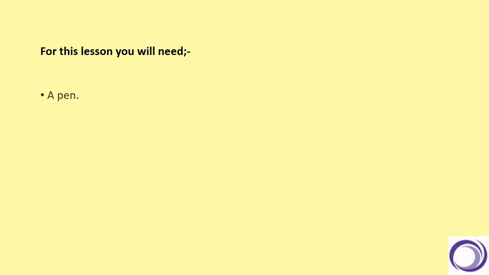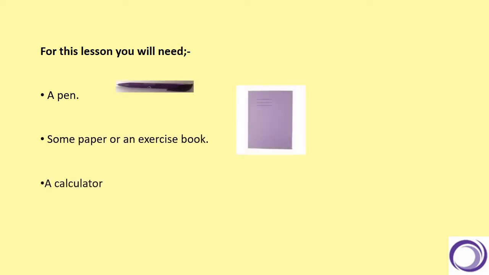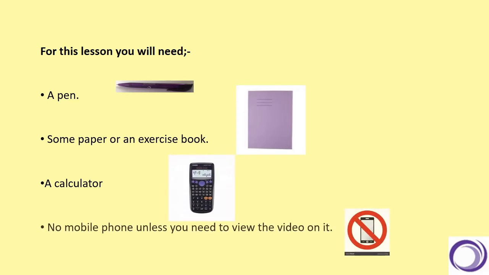For the lesson then, you're going to need the usual: a pen, paper and exercise book. You're going to need a calculator again in this lesson. Unless you're needing to watch this video on your mobile phone, then get it out of the way and avoid as many distractions as you can.